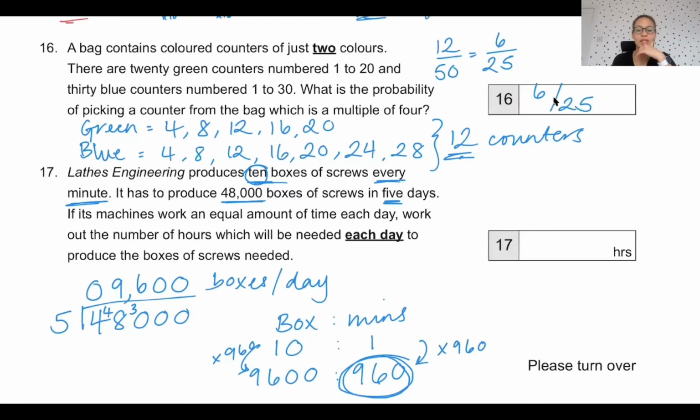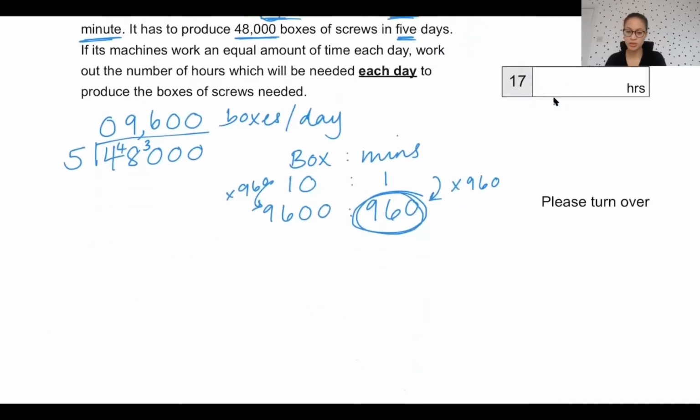We'll need to divide by 60. Good, Mufe and Dina. So do 960 divided by 60. Now don't be put off because you're dividing by a double-digit number.